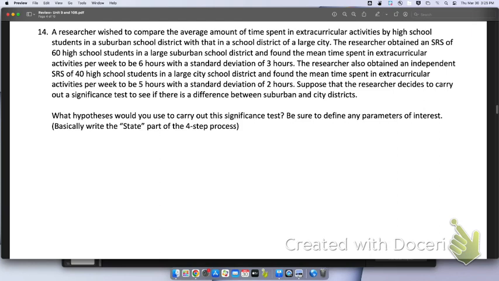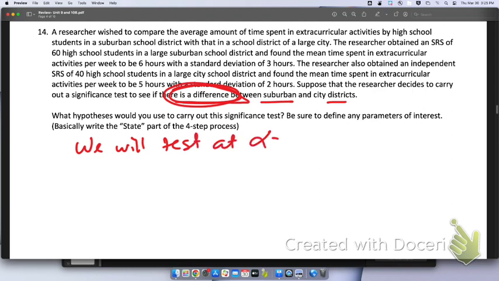Suppose that the researcher decides to carry out a significance test to see if there is a difference between the suburban and the city districts. What hypothesis would you use to carry out the significance test? Basically, this is the state part of the 4-step process. So we will test at alpha equals... Now, it did not give us a significance level in our problem, and so since it did not give us a significance level, we are going to go ahead and go with the baseline, which is 0.05.